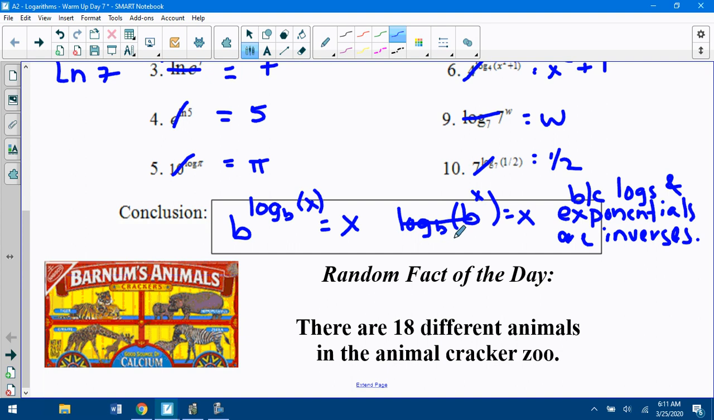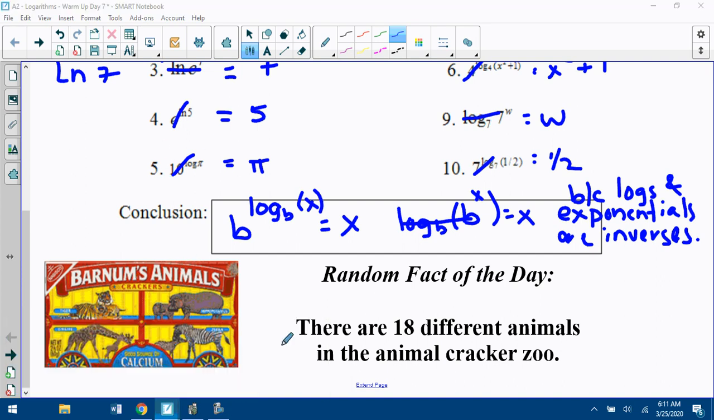And in fact of the day, there are 18 different animals in the Animal Cracker Zoo. Now you know, if you've been following the news in the last couple of years, we can't even lock up the animals anymore in the fake zoo. Anyways, let's go on to today's notes.